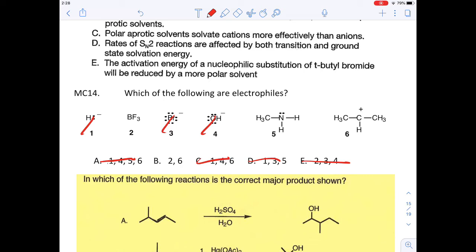5 is relatively neutral. It's not dying to give away or accept electrons in this case, so I wouldn't call it an electrophile. 6 is a carbocation, and we all know that carbocations are very, very unstable, and they definitely want to get rid of that positive charge. How so? They want to take in extra electrons. So 6 and 2 are your electrophiles, and that means B is your answer.